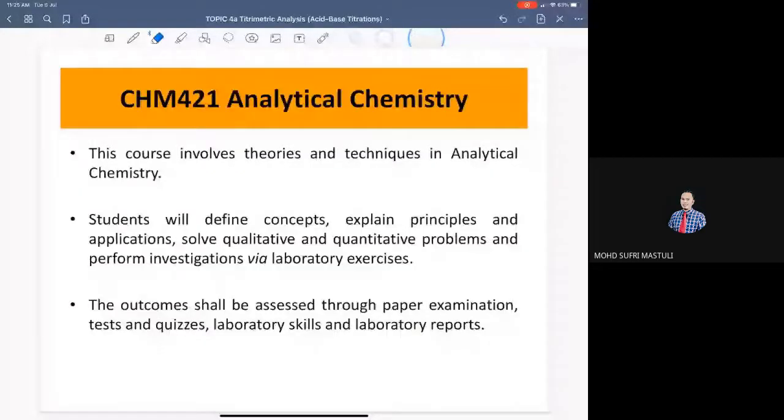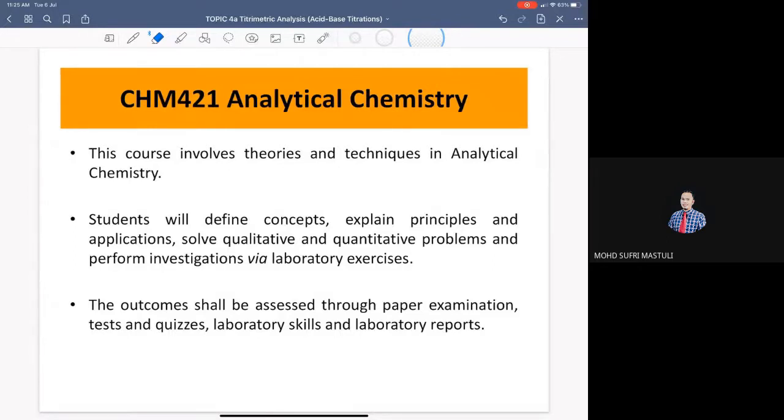CHM421 is the course that involves theory and techniques in analytical chemistry. Students will define concepts, explain the principles and applications, solve qualitative and quantitative problems, and perform investigations via laboratory exercises. The outcome will be assessed through paper examinations, tests and quizzes, laboratory skills, and also laboratory reports.